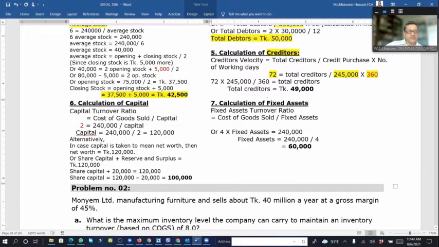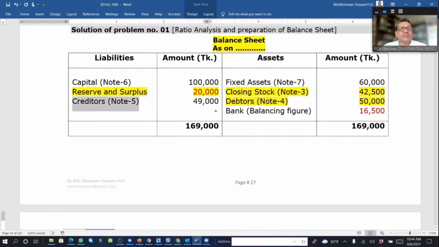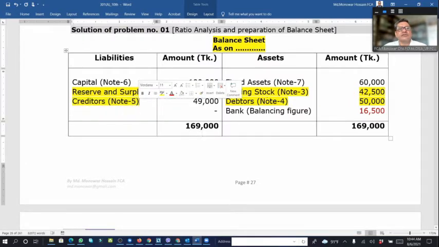So definitely here we are using 360 days for our math purpose, because though the year is 365 days, for accounting purposes we always use 360 days. If you use 365 days, no problem, but basically we use 360 days per year. And total creditors divided by credit purchase, times number of years. So based on calculation, total creditors come 49,000. This 49,000 is the liability. It is on the balance sheet liability side. As per the note 5, we are calculating 49,000.